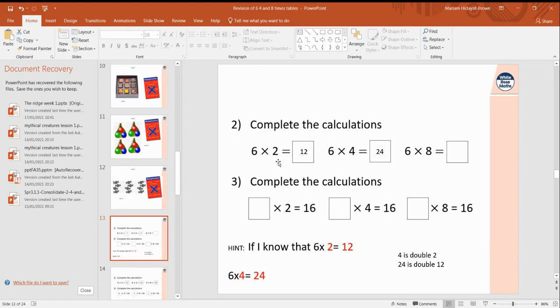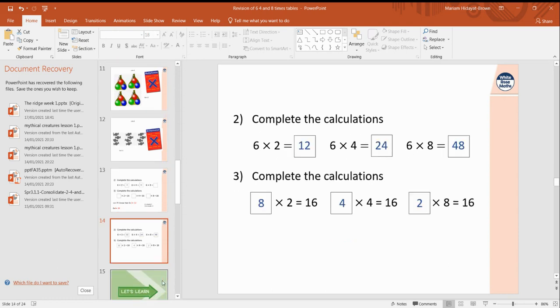Now let's use our halving and doubling hats, and in particular we're going to need our doubling hat on now. So 6 times 2 is 12, 6 times 4 is 24. I can see that 4 is a double of 2, so I've just doubled the answer. See if you can use 24 to help you find the answer for 6 times 8. Now you will need to double your 24 to give you this answer because 8 is a double of 4. Do that now on your piece of paper.